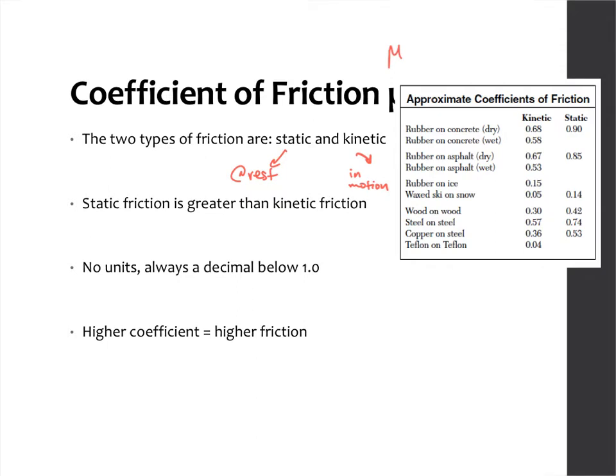And if you notice, there are no units, and they're all decimals below 1.0. So the higher the coefficient, closer to 1, the higher the friction. So this is sort of meant to represent a certain percentage, I guess.